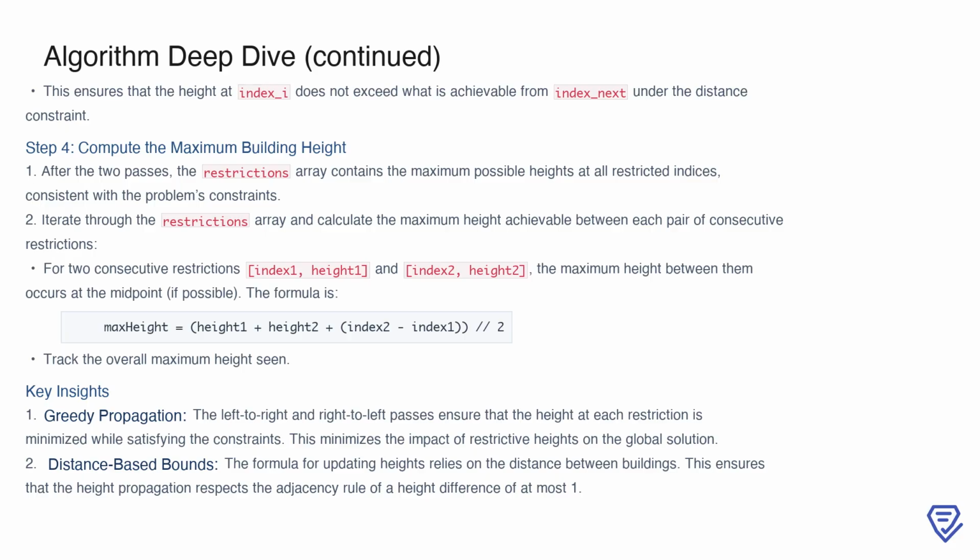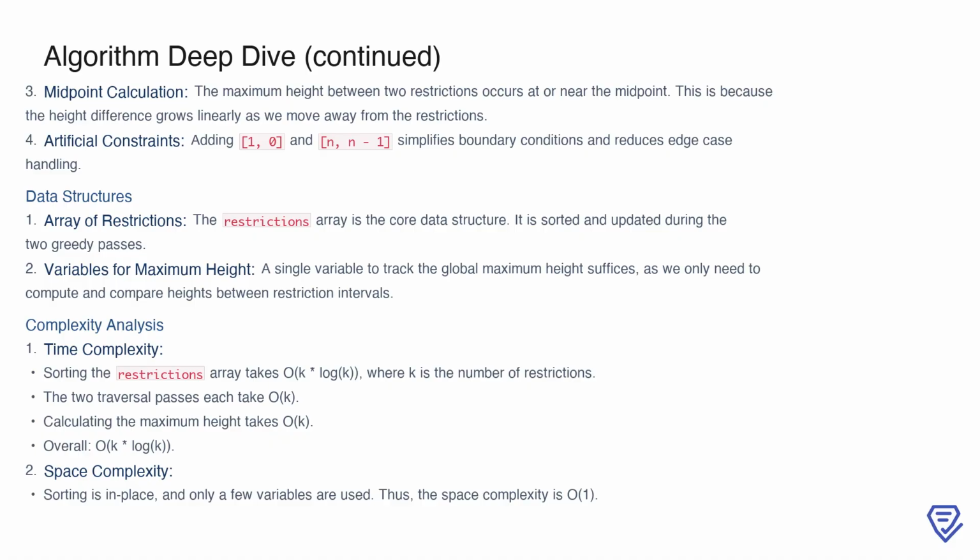After these two passes, the restrictions array contains the maximum possible heights at all restricted indices, consistent with the problem's constraints. The next step is to compute the maximum achievable building height between the restricted indices. To calculate the maximum height, we iterate through the restrictions and focus on the intervals between consecutive restricted indices.